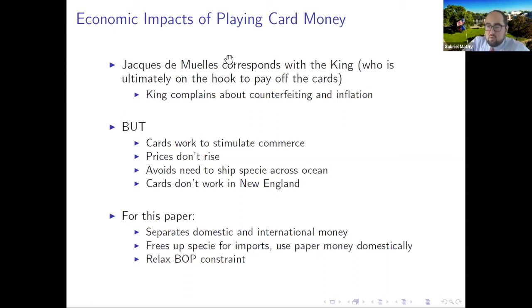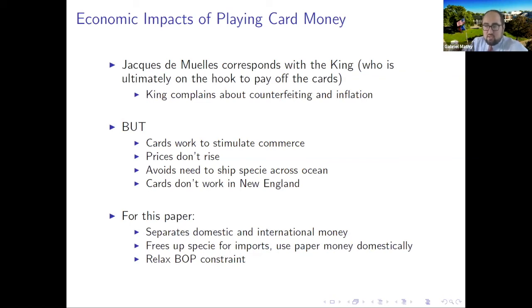The king is going to be reluctant at first, but the merchants really like it, and initially prices don't rise. So as we'll talk about later, the quantity theory of money doesn't really apply here. So they're creating all this new money, and the prices don't budge. Everybody's happy. It's basically just as good as having a silver coin. It avoids the need to ship specie across the ocean, right?